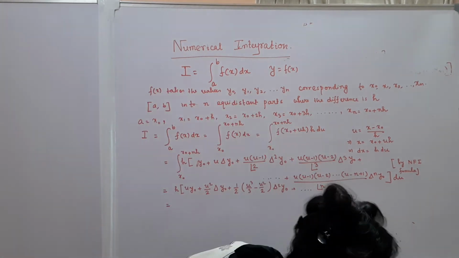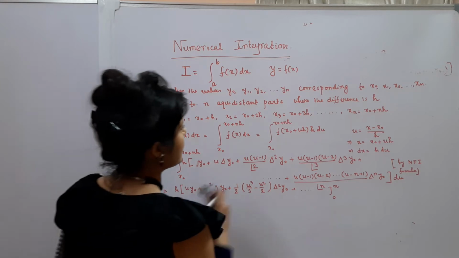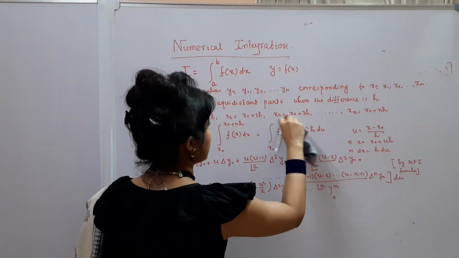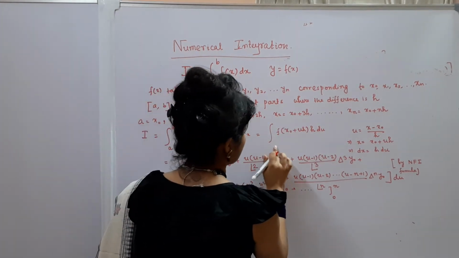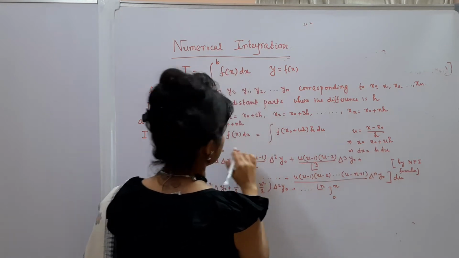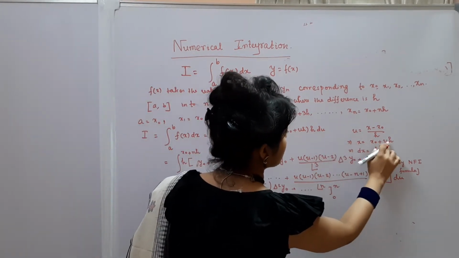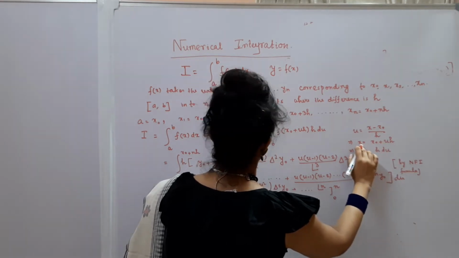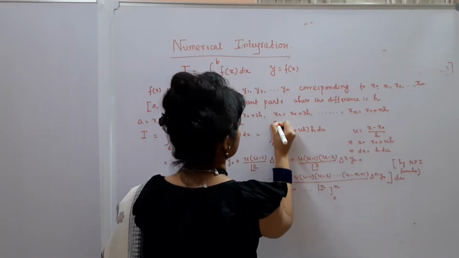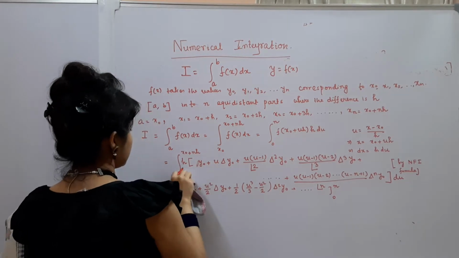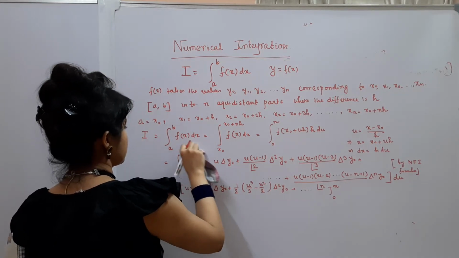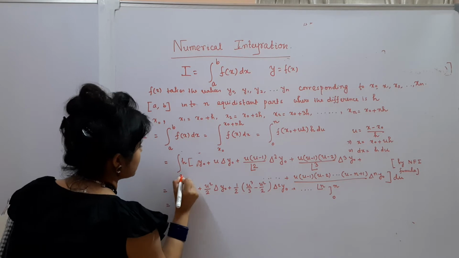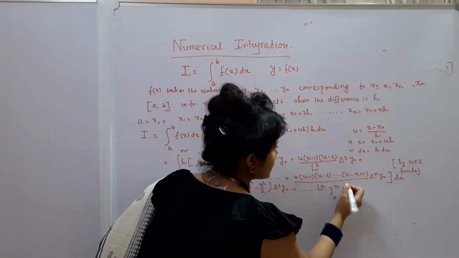So you can also change the limit here. Whenever x0 becomes x0 plus nh, here u is 0 to n. So you can change this. I forgot to change this, that is 0 to n. So it is 0 to n.